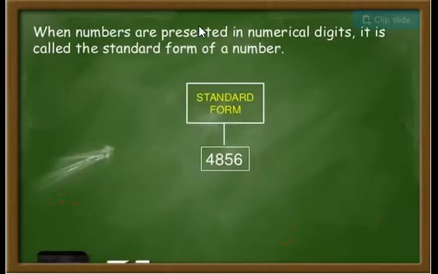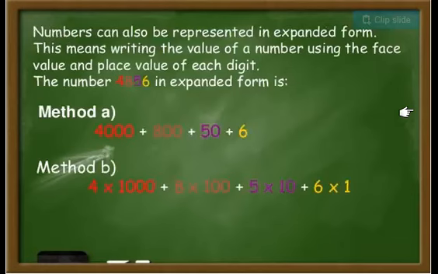Next, when numbers are presented in numerical digits, it is called the standard form of a number. Like earlier, I showed you one example, 3728. That form we call standard form. One more form we'll see on the next slide, that is expanded form. A number can also be represented in expanded form. This means writing the value of a number using the face value and place value of each digit.